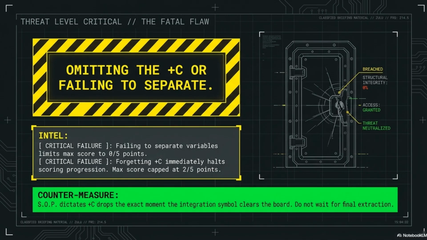Threat level critical, the fatal flaw. Let me repeat, omitting the constant of integration or failing to separate variables are critical failures. Failing to separate can limit your max score to 0 out of 5 points, and forgetting plus C immediately halts your scoring progression. Standard operating procedure dictates plus C drops the exact moment the integration symbol clears the board.